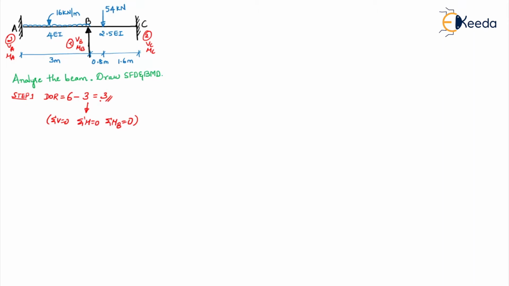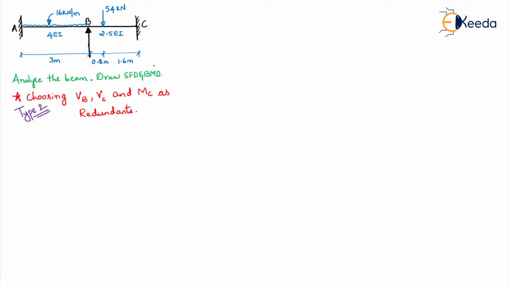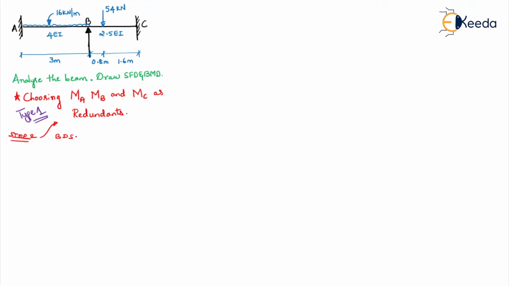Unless specified, it is always easy to take moments as your redundants. So in this type, that's your type 1, we'll take moments as the redundants, that's your MA, MB and MC. Step 2 is to choose your redundants, which we have chosen here, and draw the basic determinate structure.